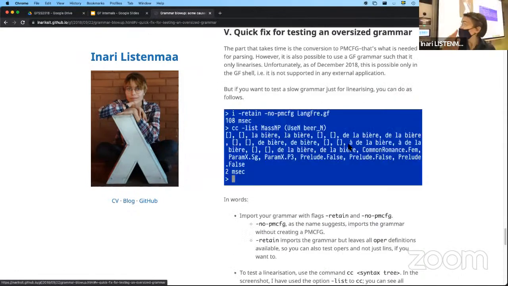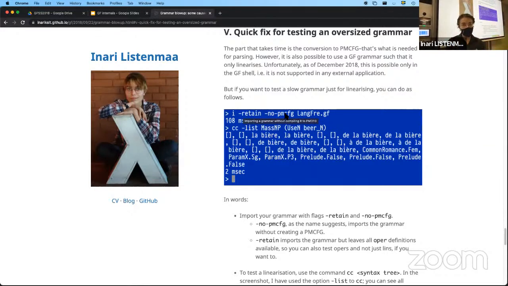And then a concrete thing, which is very useful if you have a big grammar. If you want to test a slow grammar and only linearize, you can open it in the GF shell using these two flags. The retain flag keeps all the opers, and that's what allows you to use the command cc, compute concrete. And no-PMCFG, as the name suggests, doesn't compile it into this low-level format.